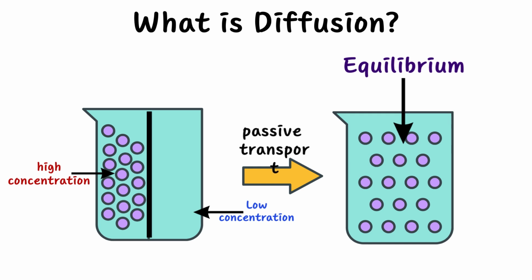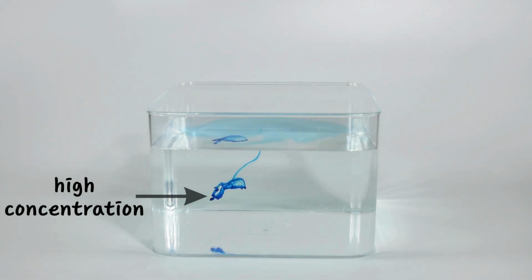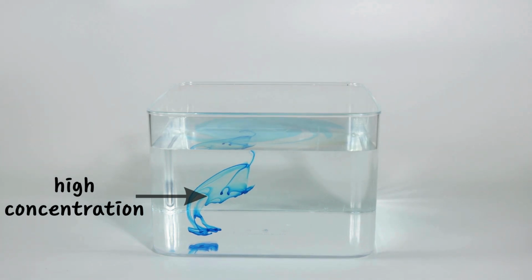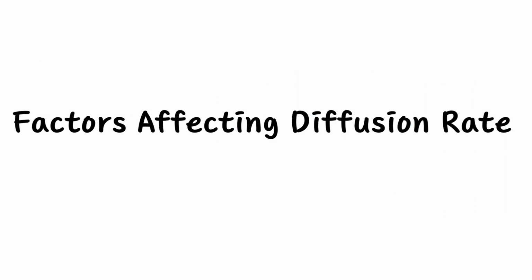So how does diffusion work? When you put a drop of food coloring in a glass of water, at first, the color is concentrated in one spot. Over time, the color spreads throughout the water without you even having to stir it. That is diffusion in action. It happens because particles are constantly moving in random directions, and over time, this random motion causes them to spread out evenly. Although diffusion is a passive transport, there are still some factors that can affect the rate of diffusion.